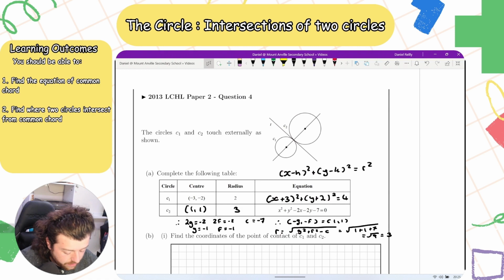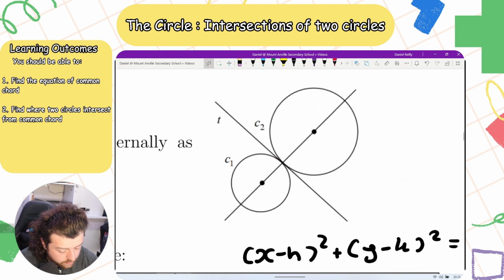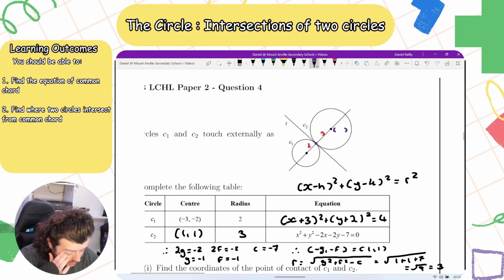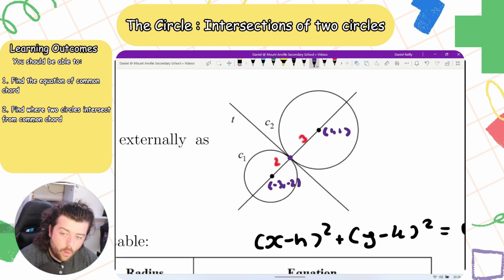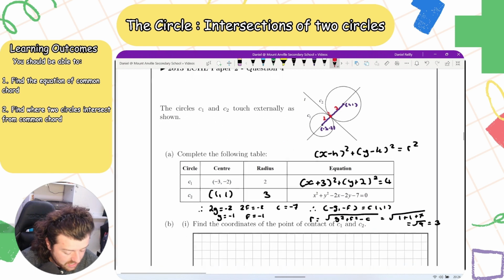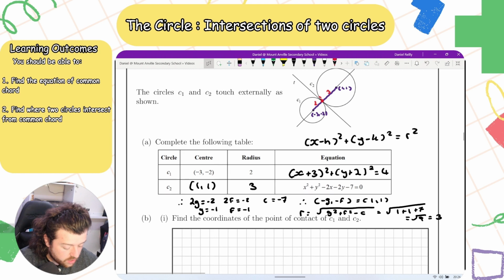So let's just fill in my radiuses. So this is 2. This is 3. I'm looking for this point here. This is the center of C2, which is (1, 1). And this is the center of C1, which is (minus 3, minus 2). What I noticed here is the point of contact splits the line between the two centers in the ratio 2:3. So I know it splits it into the ratio 2:3. So we're going to use my ratio formula from the equation of a line.